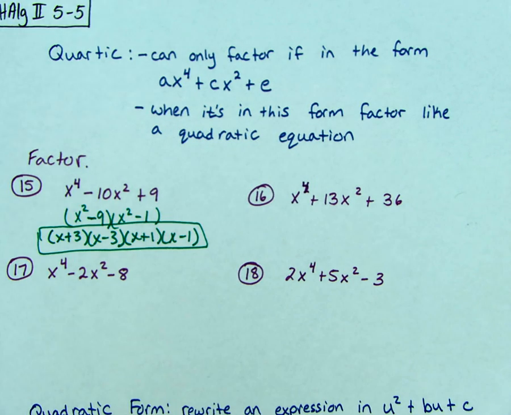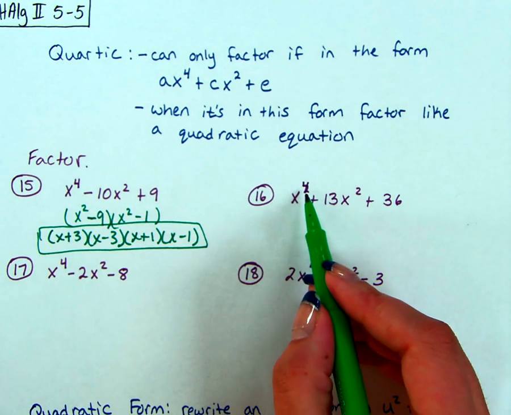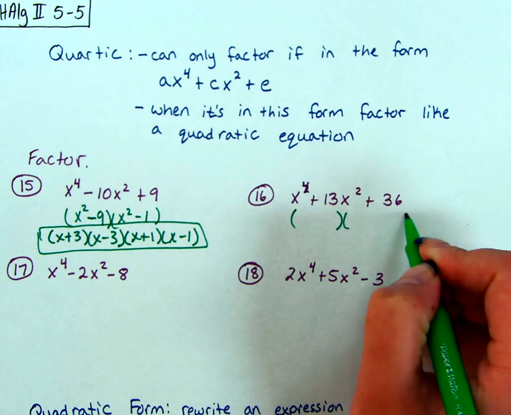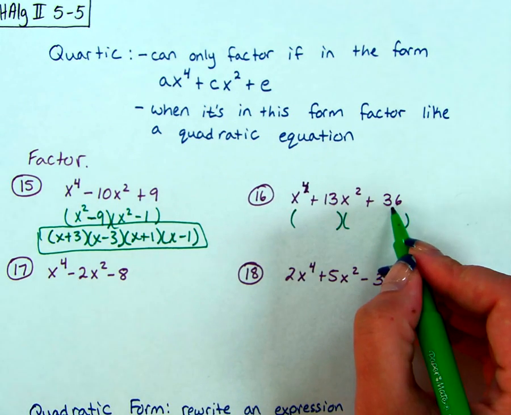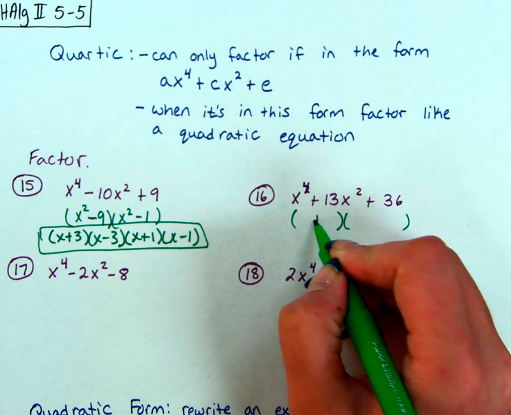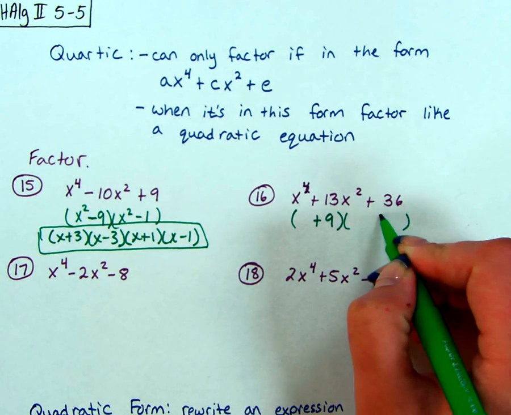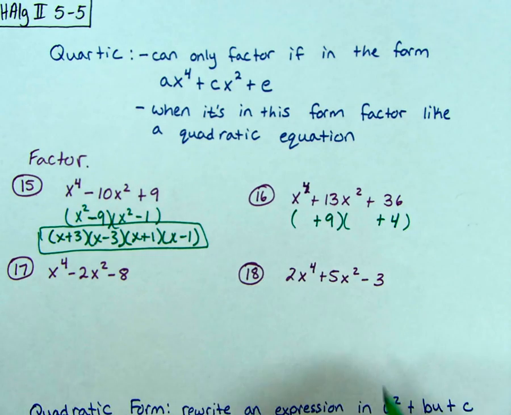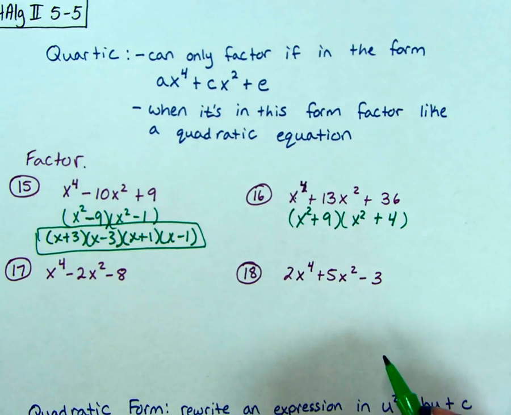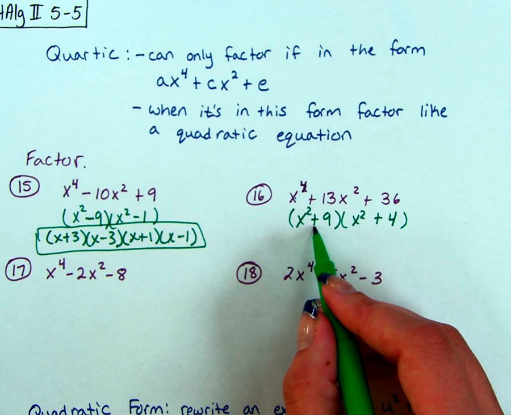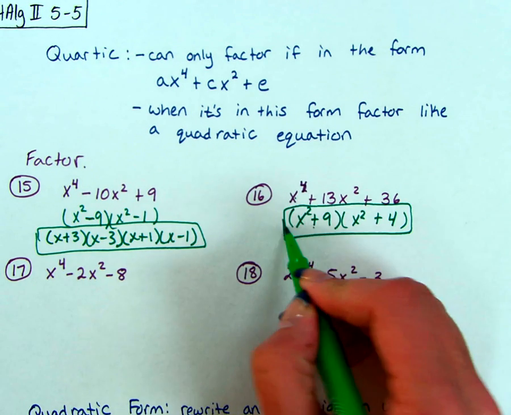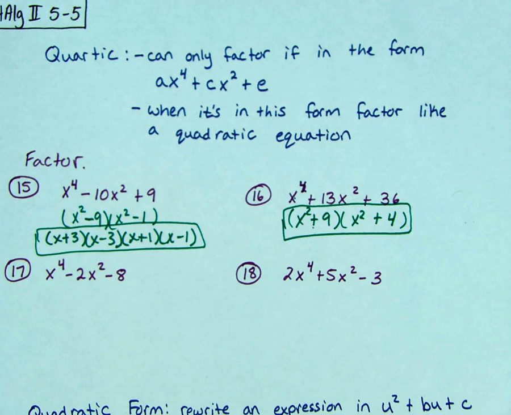Our next one, same thing. So we have a quartic. We're missing the cubic and the linear term. So we're trying to find two numbers that multiply to be 36, add to be 13. So that is going to be a positive 9 and a positive 4. And then we split the first term as x squared and x squared. And since these are a sum, we can't factor any further. So this would be our final factored answer.